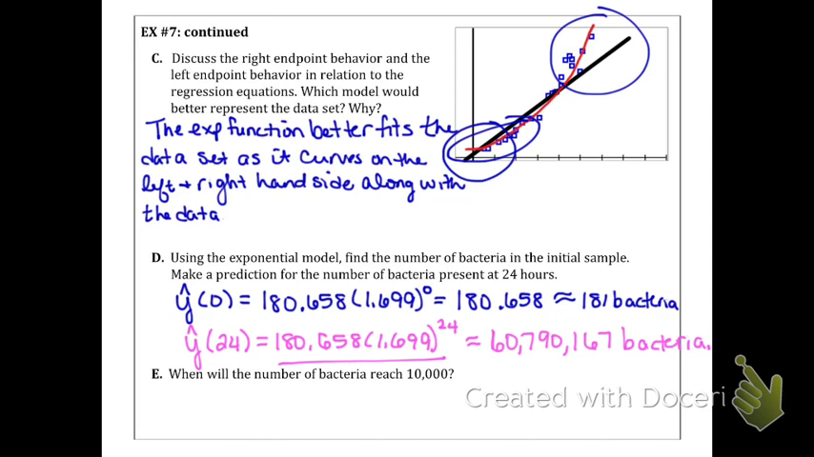And then E wants to know, when will the number of bacteria reach 10,000? So number of bacteria are y's, so this is where 10,000 is equal to our equation, and we're looking for x. Again, this could be our y1, y2 intersect. But let's think about it, because we put stuff in y1 and y2. And y1 was our power function. We really don't need it for anything else, so I could clear y1 and put 10,000 in there.